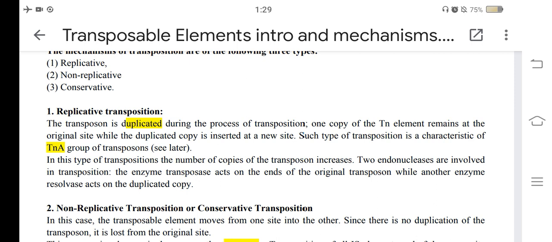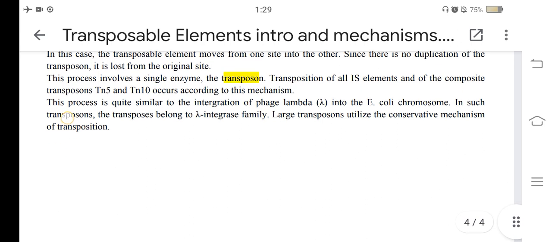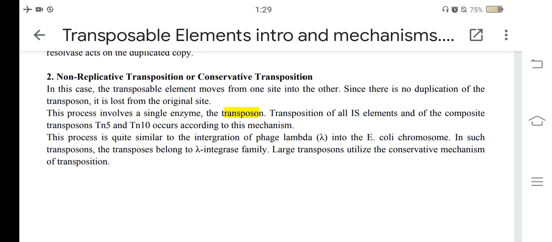2 enzymes are involved in transposition. The enzyme transposase acts on the ends of the original transposon, while another enzyme, resolvase, acts on the duplicated copy. Next, non-replicative or conservative transposition. In this case, the transposable element moves from one site to another. Since there is no duplication of the transposon, it is lost from the original site. This process involves a single enzyme, the transposase. Transposition of all IS elements and of the composite transposons Tn5 and Tn10 occurs according to this mechanism.